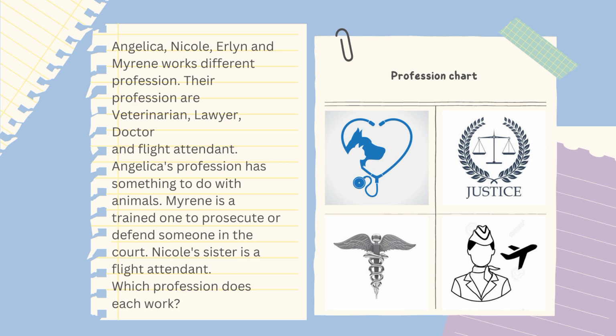Angelica, Nicole, Erlene, and Myrene work different professions. Their professions are veterinarian, lawyer, doctor, and flight attendant. Angelica's profession has something to do with animals. Myrene is trained to prosecute or defend someone in court. Nicole's sister is a flight attendant. Which profession does each work?